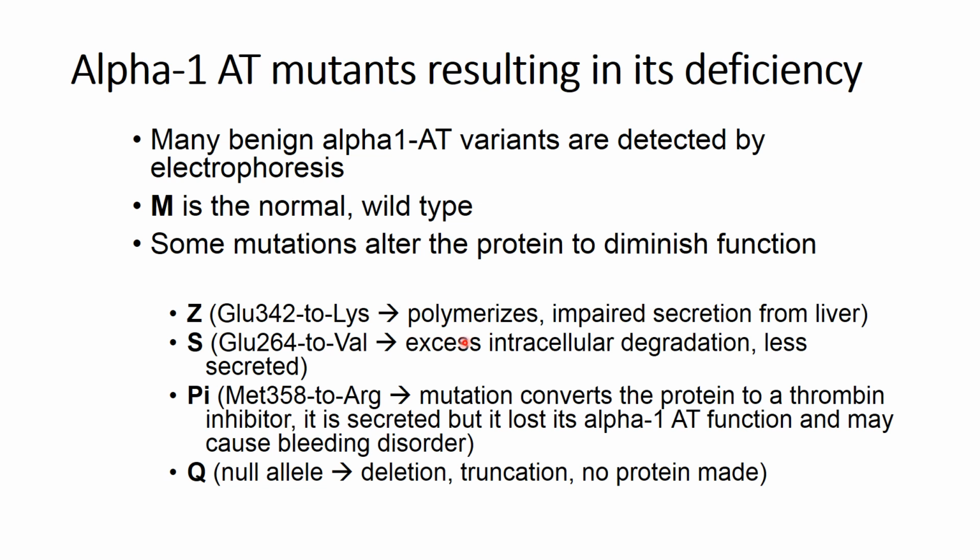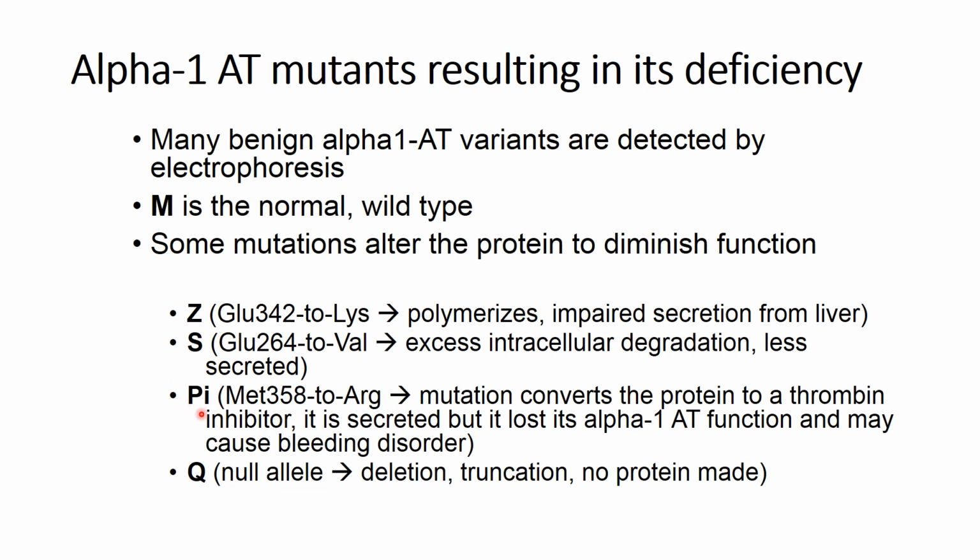The newly synthesized alpha-1 antitrypsin protein actually polymerizes within the cell, and it impairs the function of the liver cell, but also impairs the secretion of antitrypsin in the liver. The S variant, which is a glutamic acid changed to an apolar valine, is recognized by the machinery within the cell as an abnormal protein, and it is removed intracellularly. Some of these proteins, however, the Z variant and the S variant, are secreted out to the blood.